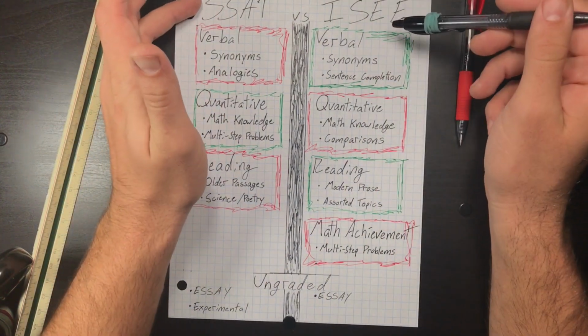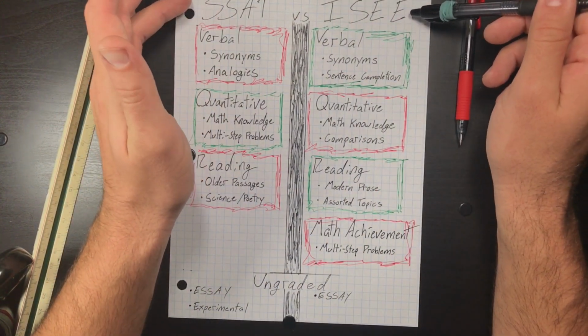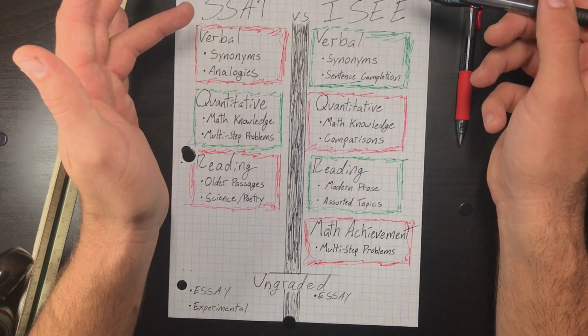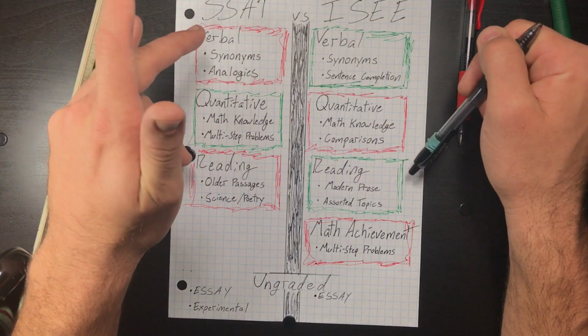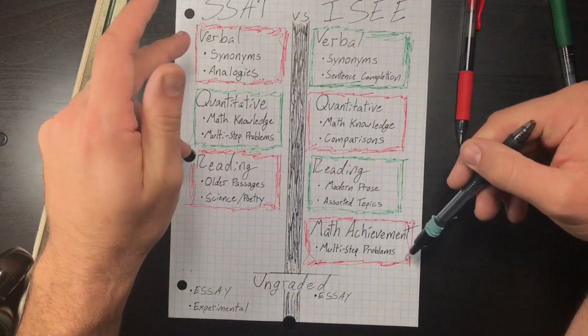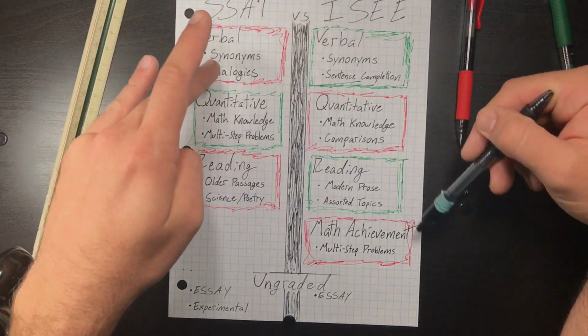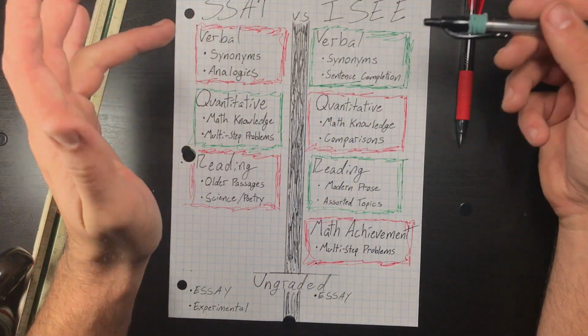Hey, how's it going? This is the SSAT compared to the ISEE. If you're taking the upper level version, they're both used to get into high schools, and they both have a very similar structure. The only real difference is that the ISEE has a math achievement section at the end, but otherwise they line up really nicely. I've color coded them, and I'm going to show you why.